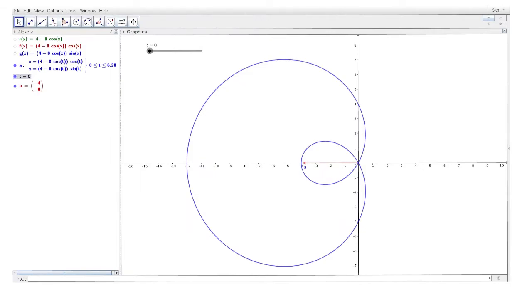What we have in this setup is that the blue curve is the image of our function, and the red vector indicates the position vector for the value t on our slider, t going from 0 up to 2 pi. So if we run this animation, we can get an idea of where the inner loop starts and stops, and where the outer loop starts and stops.